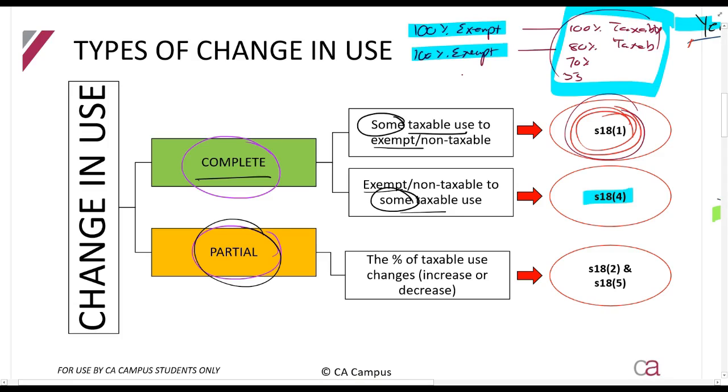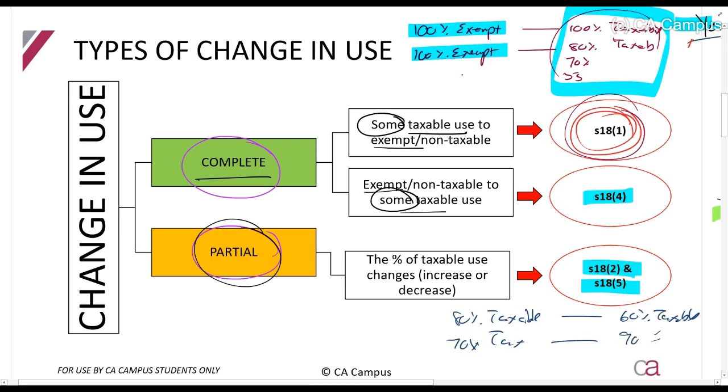But again, it goes from 100% non-taxable to something taxable. That's section 18.4. And 18.2 and 18.5 is when it goes from 80% taxable to 60% taxable, or 70% taxable to 90% taxable. But it stays taxable, it doesn't become completely exempt. So that is what makes the big difference between complete and partial. Complete goes from 100% exempt to something taxable, or something taxable to 100% exempt, whereas partial goes from taxable to taxable.